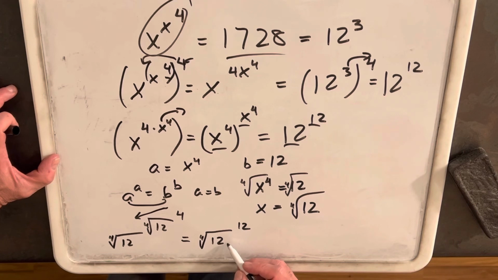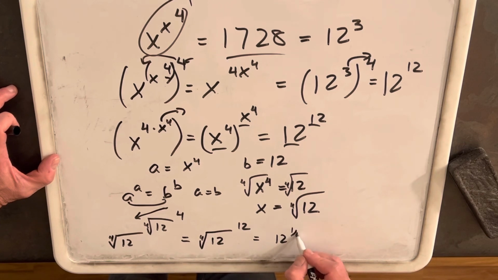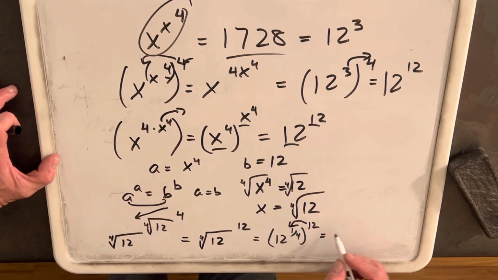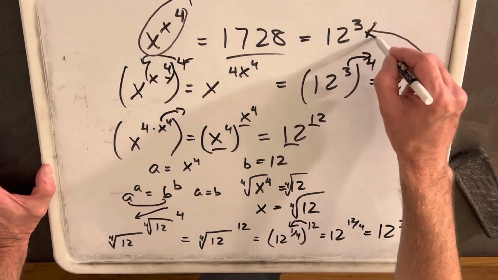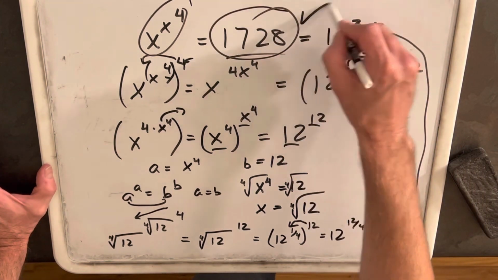Now here, let's rewrite the fourth root of 12 in exponent form as 12 to the 1/4. Then using the principle used before, you can multiply this inside, and we have 12 to the 12 over 4, which equals 12 cubed. But 12 cubed is just 1728, the answer we were looking for. So that's correct.